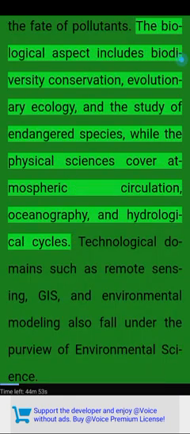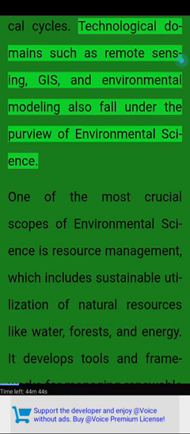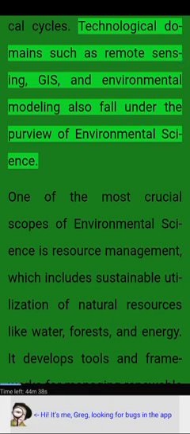The biological aspect includes biodiversity conservation, evolutionary ecology, and the study of endangered species, while the physical sciences cover atmospheric circulation, oceanography, and hydrological cycles. Technological domains such as remote sensing, GIS, and environmental modeling also fall under the purview of environmental science.